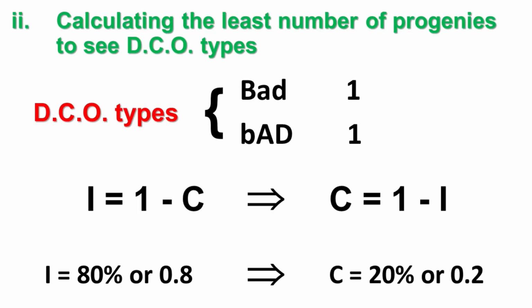To answer the second question, II, we must consider that to observe the minimum number of double crossovers means that there must be one of each type, so their total will be 2. The question states that the interference is 80%, so the coefficient of coincidence is equal to 1 minus the interference, or 20%, or 0.2.